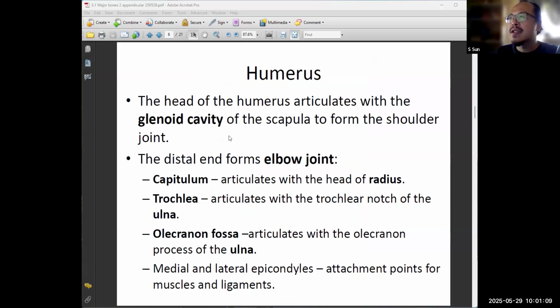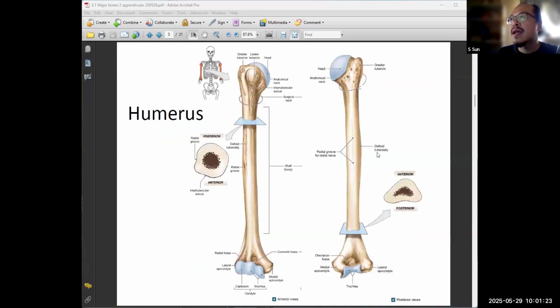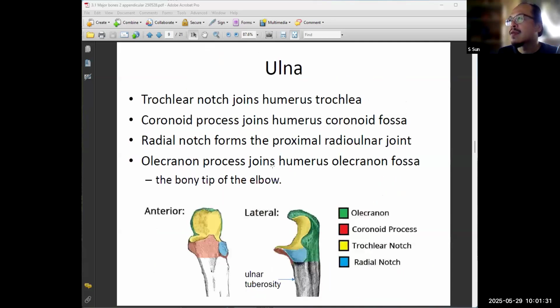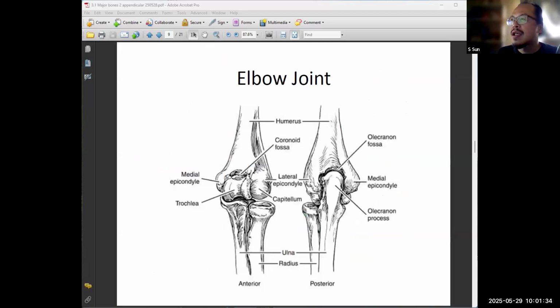And so the humerus head attaches to the glenoid cavity of the scapula to form the shoulder joint. We know that already. And between the humerus and the forearm, we have the elbow joint. Let me show you here. Here is the elbow joint. The elbow joint involves three bones: the humerus, the ulna, and the radius. The primary ones are the humerus and the ulna.